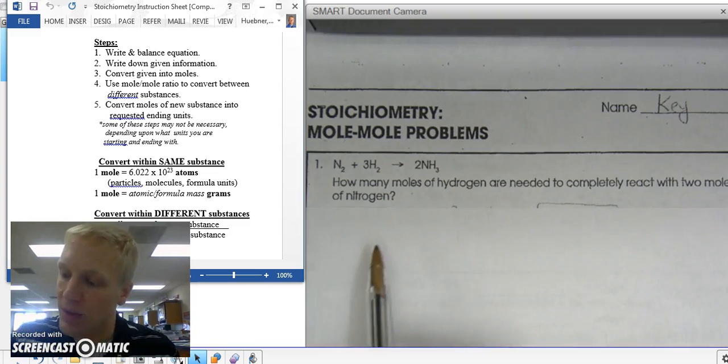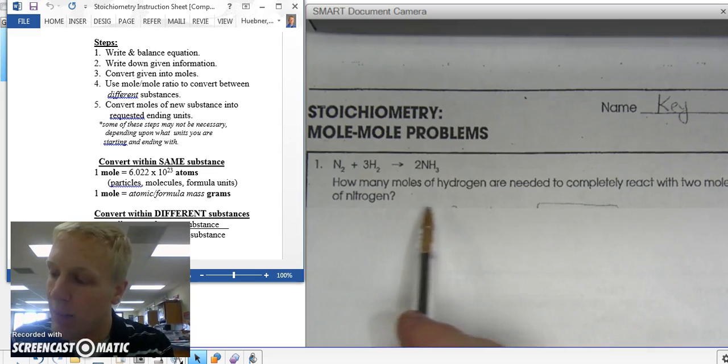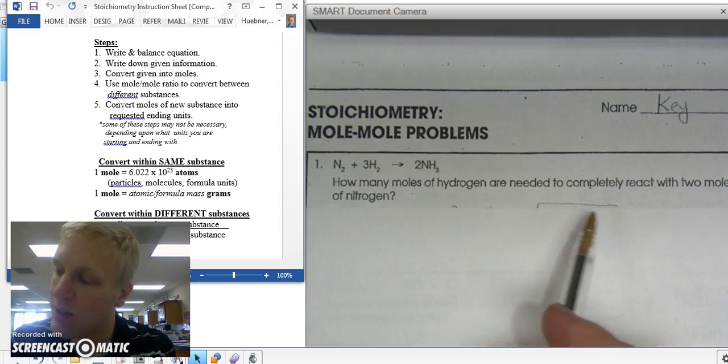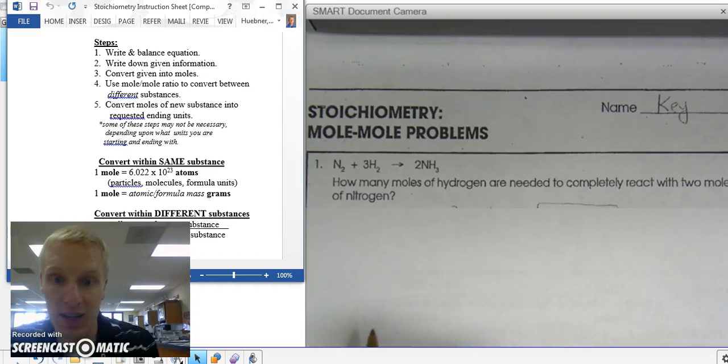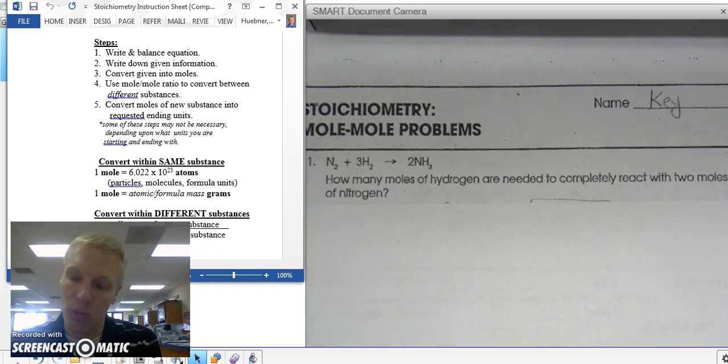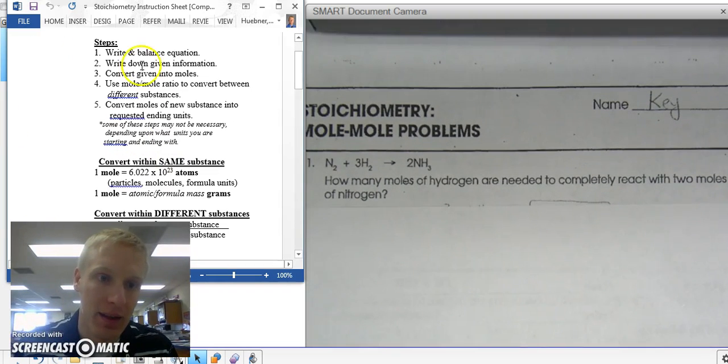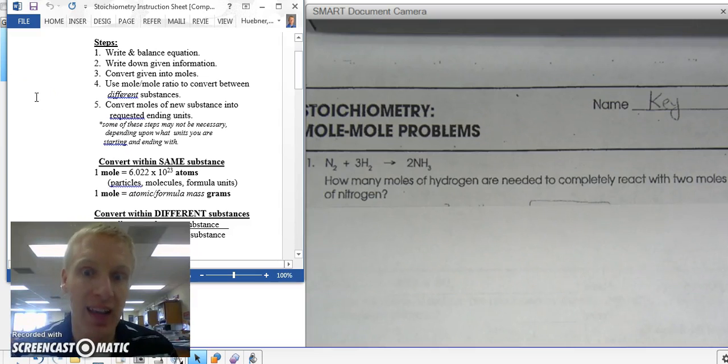Alright, so in this example problem, we have: how many moles of hydrogen are needed to completely react with 2 moles of nitrogen? And right up here, I've got my little stoichiometry buddy sheet. It's 5 steps of stoichiometry. If you follow those 5 steps, they will lead you to the correct answer every single time.